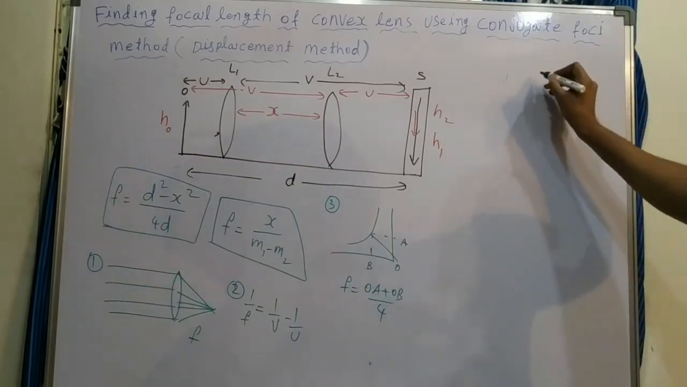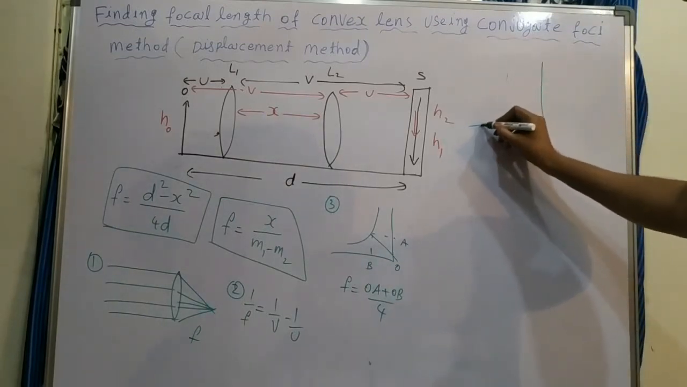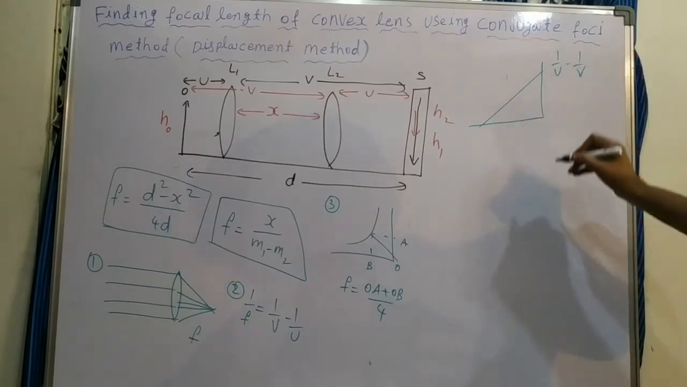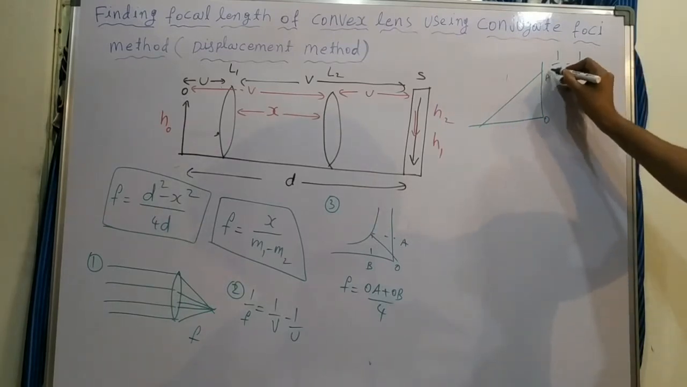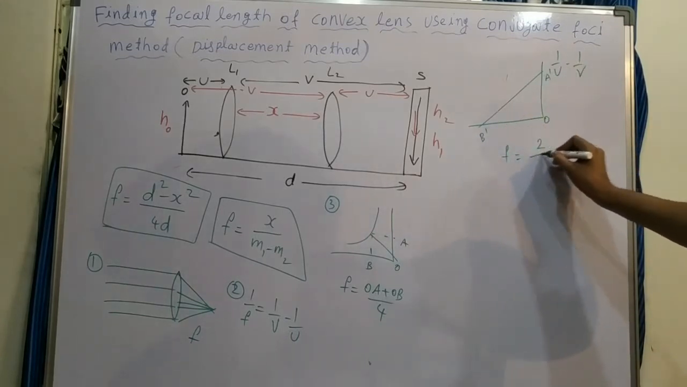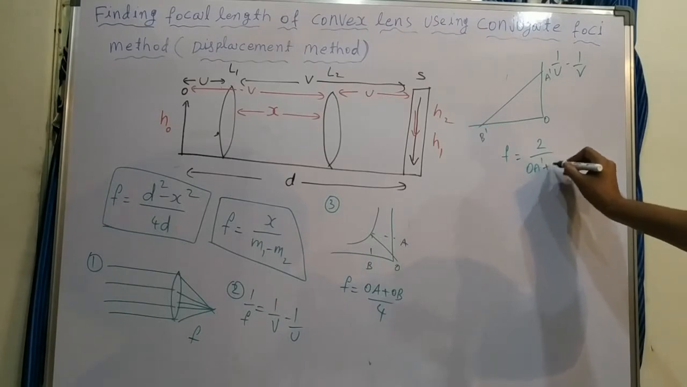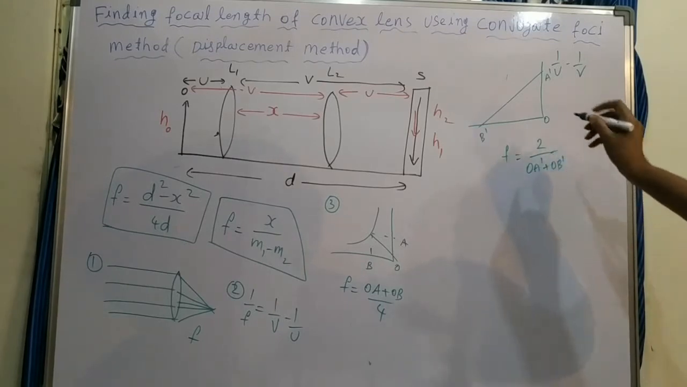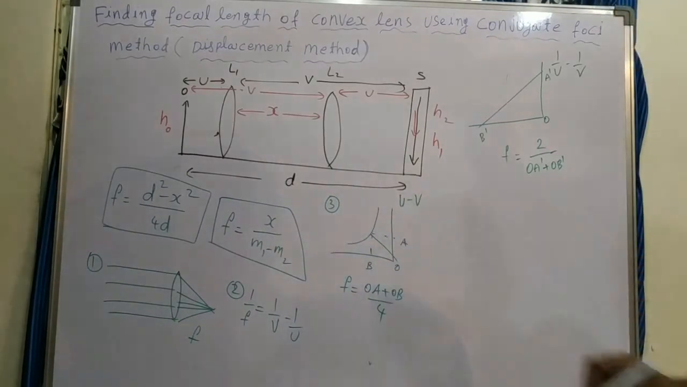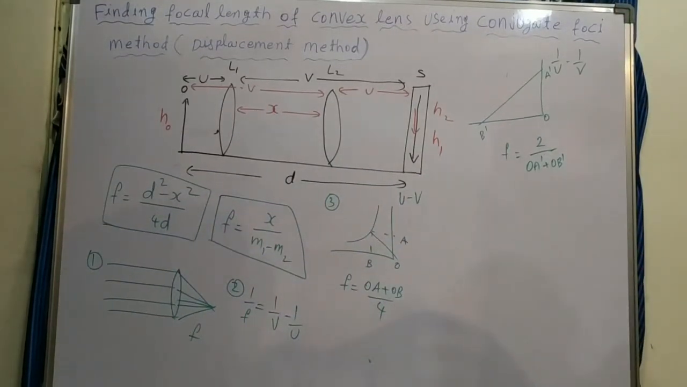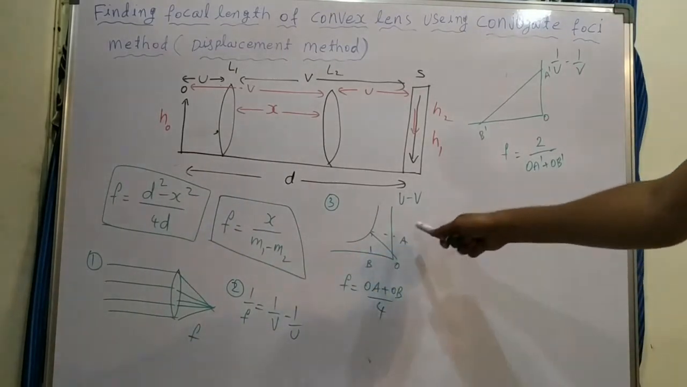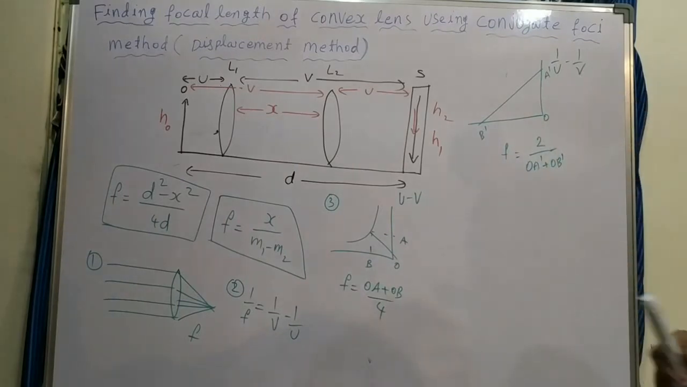Suppose you take the graph which is drawn like this. This is the 1 by u, 1 by v graph. This is O, A dash and B dash. F is equal to 2 by (OA dash plus OB dash) using the 1 by u, 1 by v graph. So the methods are: distant object method, UV method, UV graph method, 1 by u, 1 by v graph method.